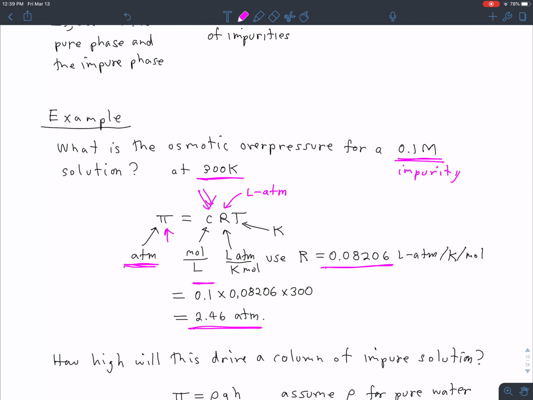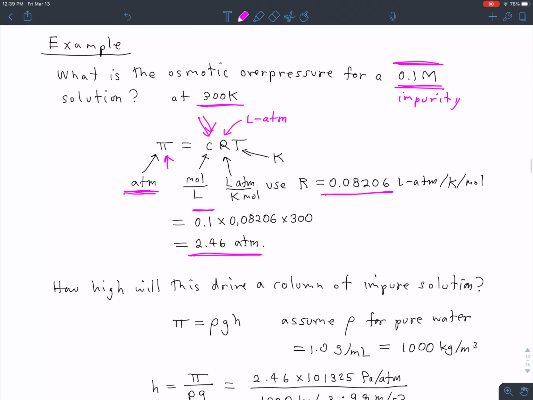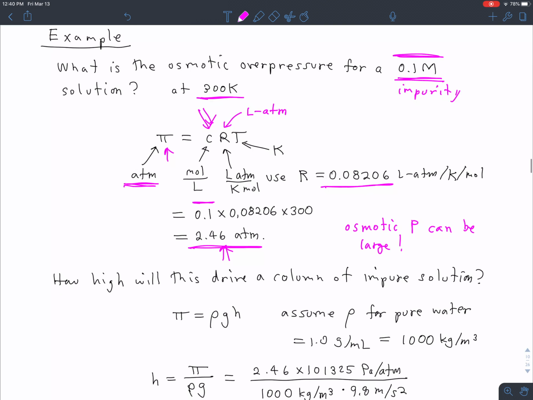And that's for a relatively low concentration. A tenth molar concentration of impurity, it can be a lot higher, right? So this is not a particularly high concentration, and yet you get 2.5 atmospheres of overpressure. And the lesson is that osmotic pressure can be large for modest concentration differences between the two sides.